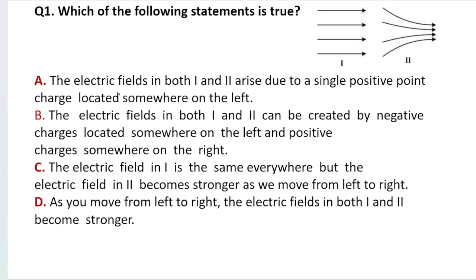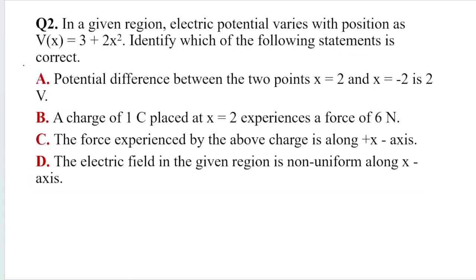No, the electric field in first is the same everywhere, but the electric field in second becomes stronger as we move from right to left. So the correct option is C, because the electric field here is weaker and here the electric field is stronger. So in this case the electric field is the same. So the correct option is C.